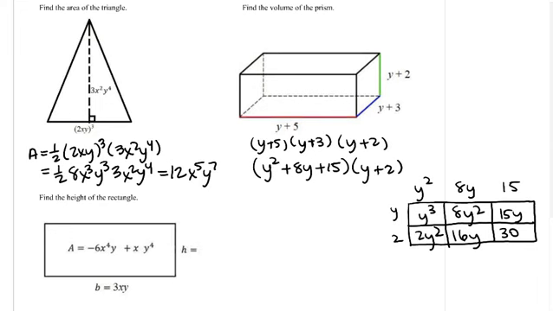So the total volume is going to be 1y to the third. We look at the y squareds through here. 8 and 2 is 10 y squared. You look at the y's. You got 15 plus 16 is 31 y's. And then plus 30.